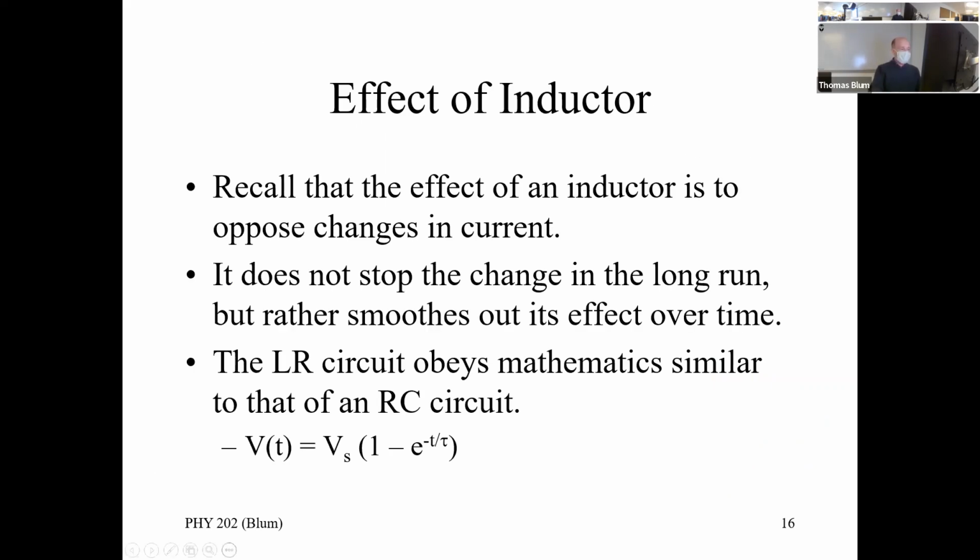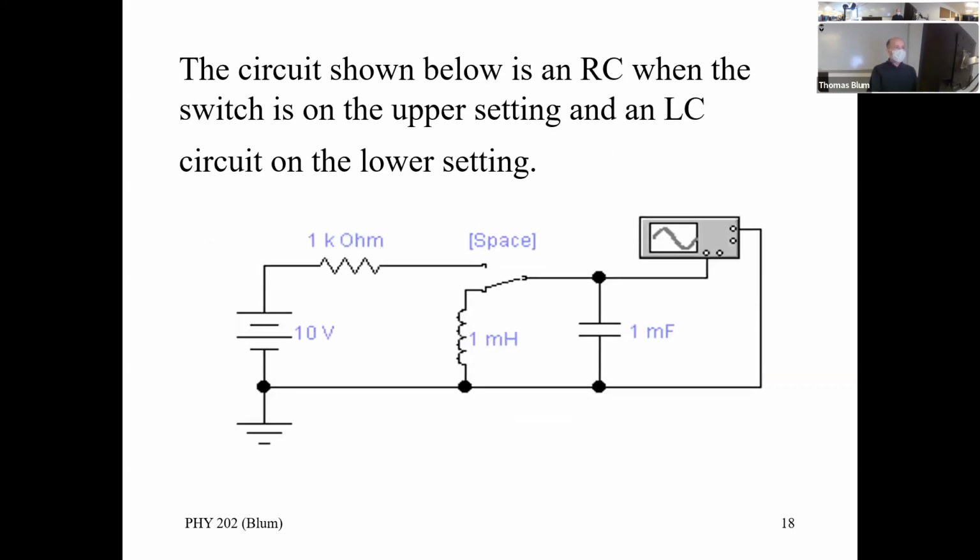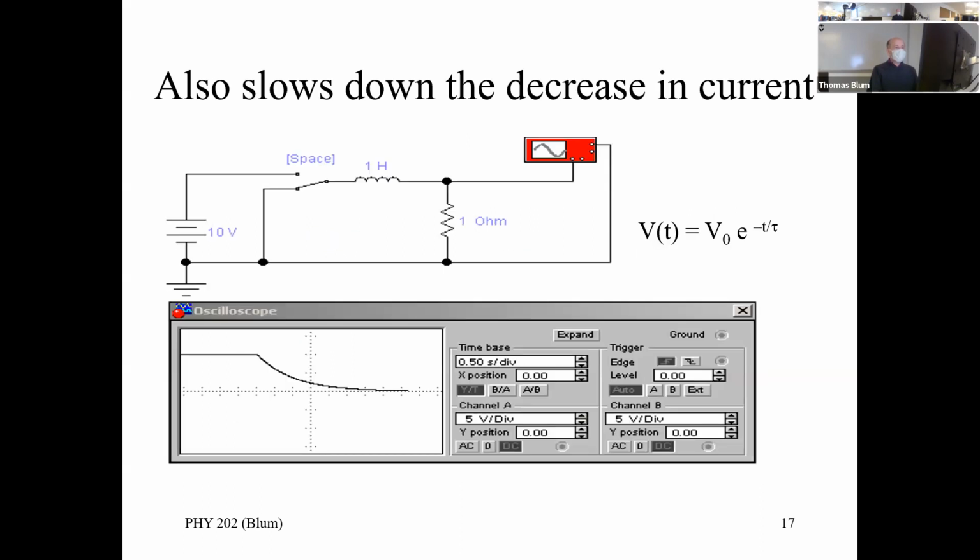So this is the same form: the voltage across the resistor has this sort of slow start, saturating effect that we saw before. And there's a time constant tau. And if you flip the switch back, there's a decrease in the current, and it's an exponential decay. And then the tau is related to the R and the L, and you're supposed to sort of discover that a bit in the lab.